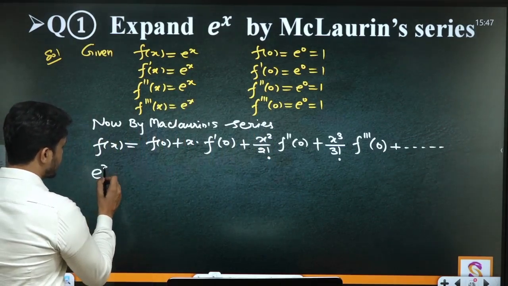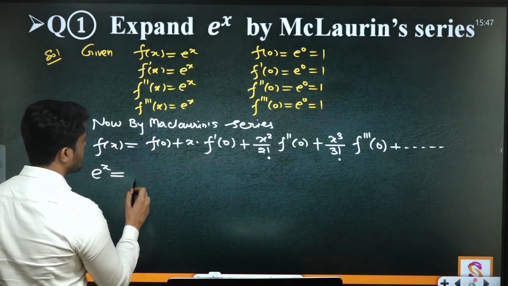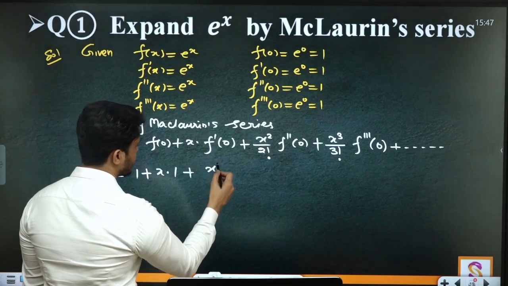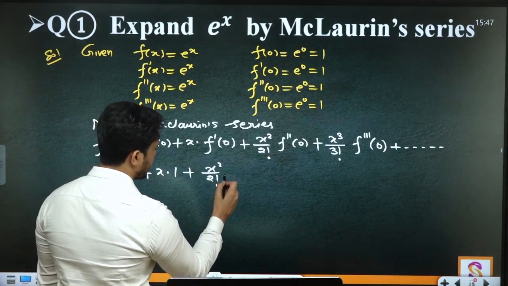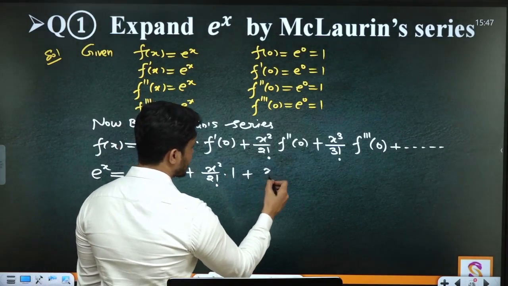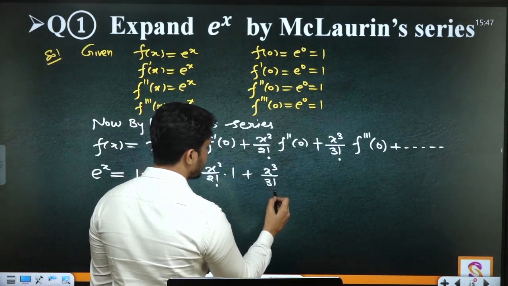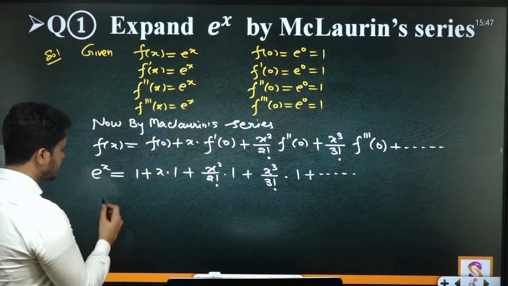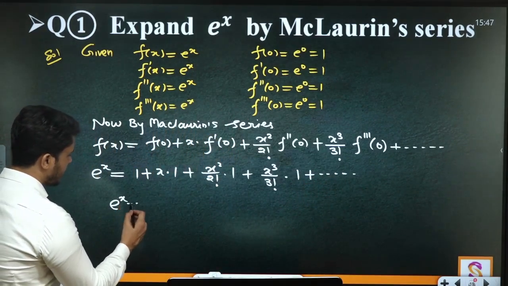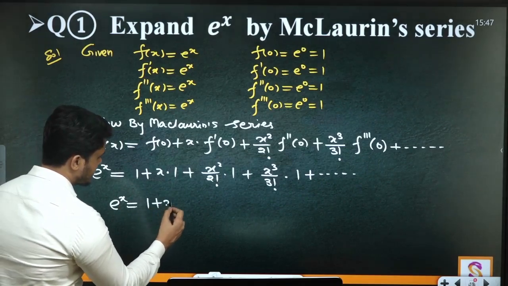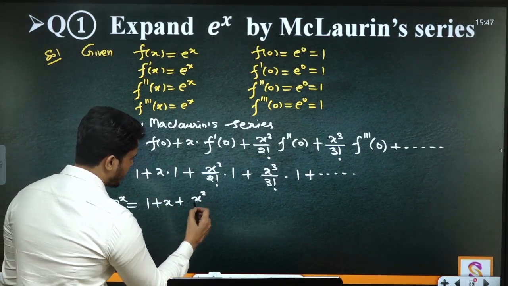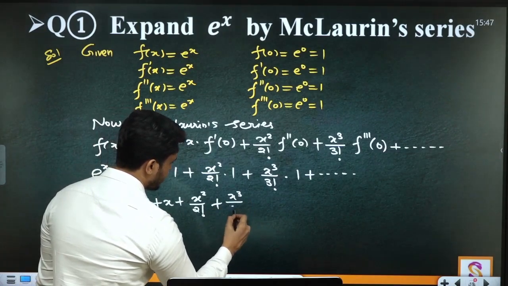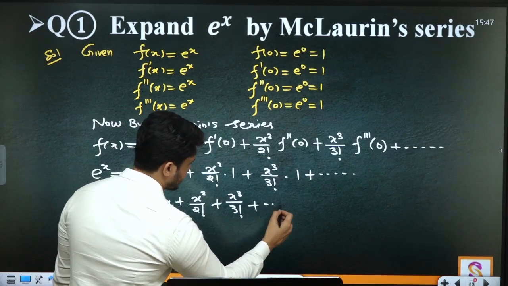e to the power x is equal to f0 1 plus x into 1 plus x square upon 2 factorial again 1 plus x cube upon 3 factorial, again 1, and so on, like this. So e to the power x can be expanded like this: 1 plus x square upon 2 factorial plus x cube upon 3 factorial, and so on.